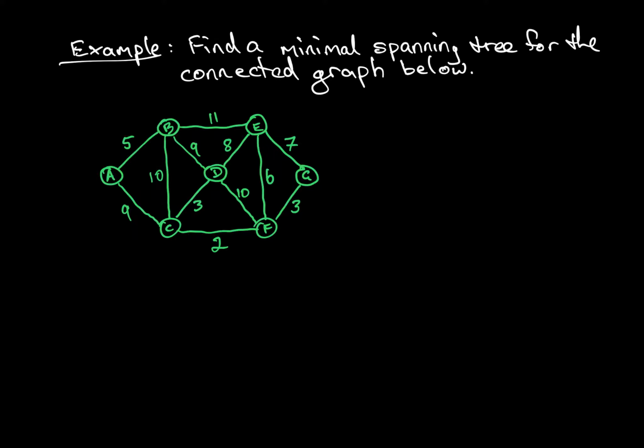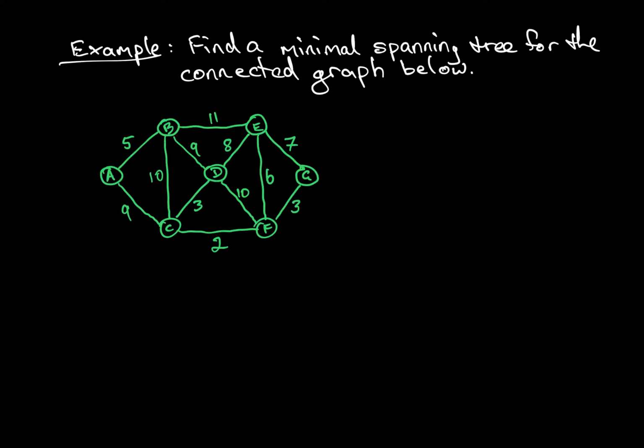Having chosen node A, I now look at the edges that leave A. We have an edge that goes from A to B with a weighting of 5 and an edge from A to C with a weighting of 9. Now the smallest of these is of course from A to B with a weighting of 5, so let's take that one and add B to our minimal spanning tree.